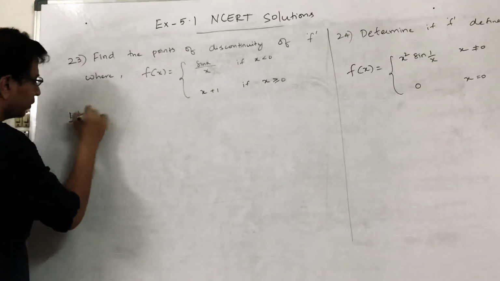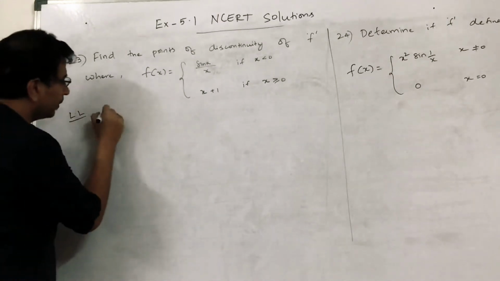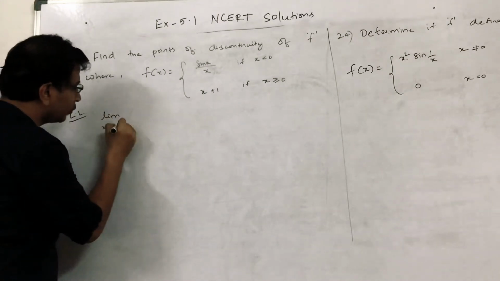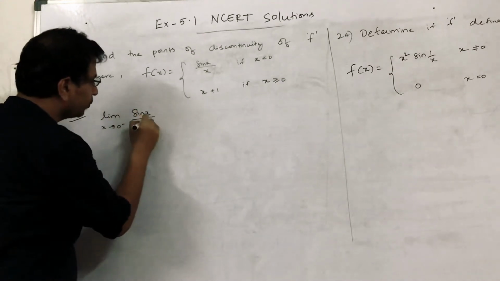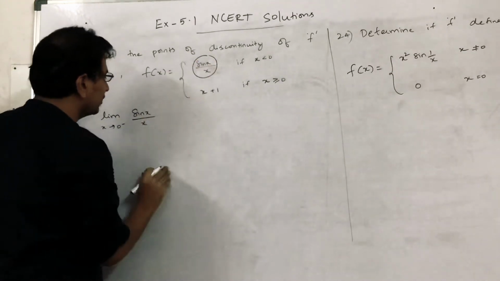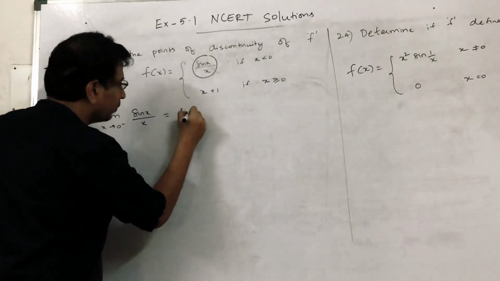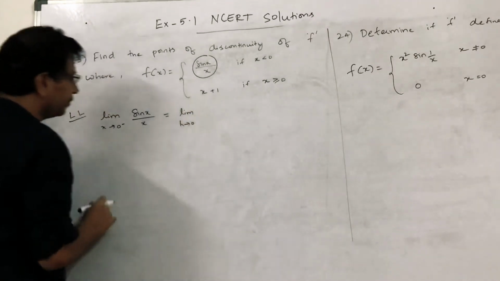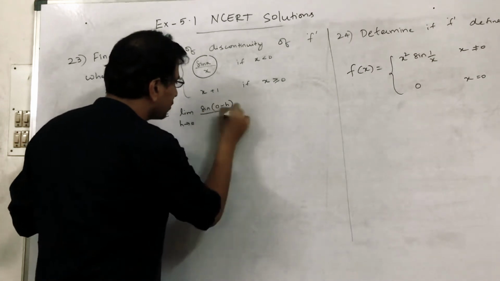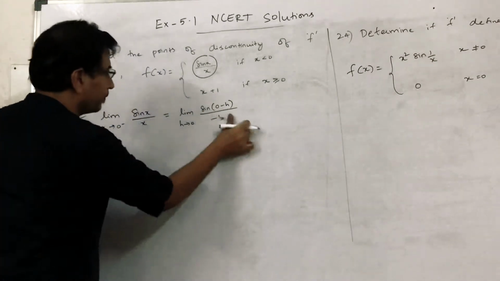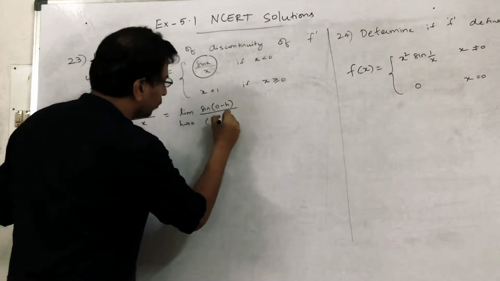Again, we will follow the concept of left limit. So, left limit is limit x tends to 0 minus. Limit x tends to 0 minus means we need to use sin x by x because that is the function defined there. So, this will be equal to limit h tends to 0, and in the place of x we write sin of 0 minus h divided by 0 minus h.